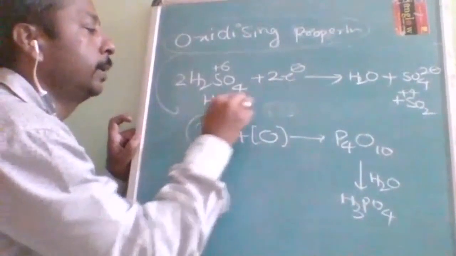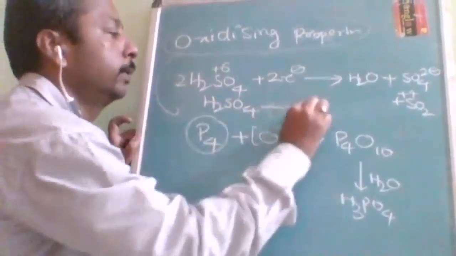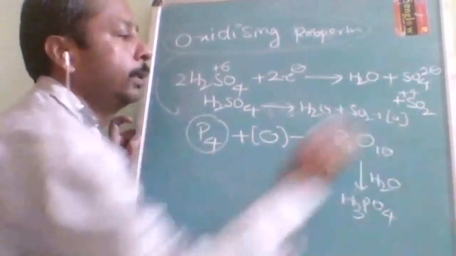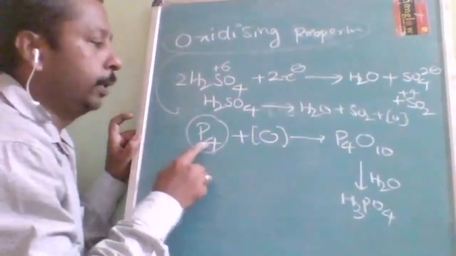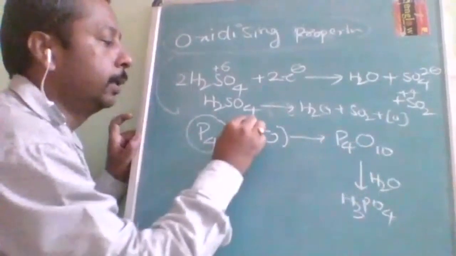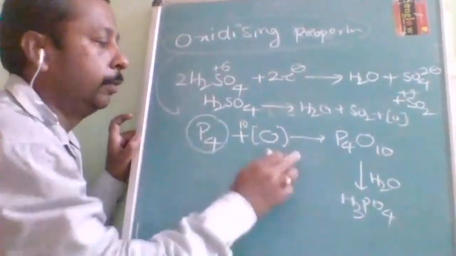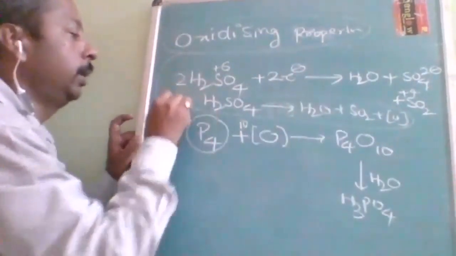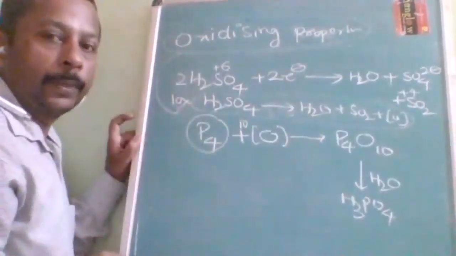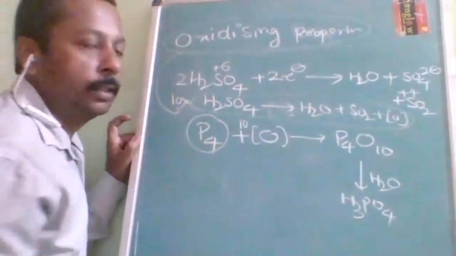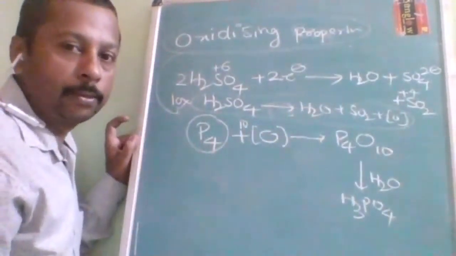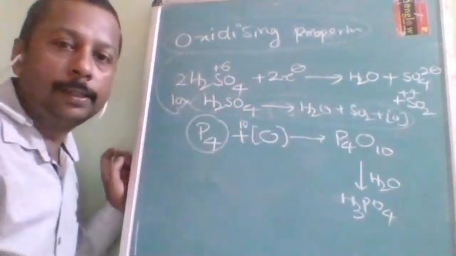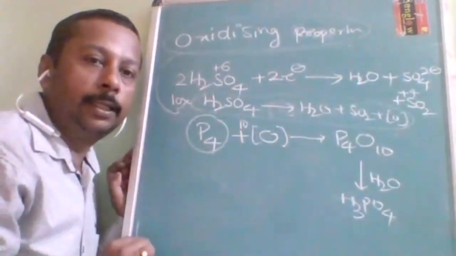What is the sulfuric acid reaction? H2SO4 gives H2O plus SO2 plus nascent oxygen. Now here 10 oxygens are there, and 4 phosphorus are there. Just multiply this equation by 10 and add, then you will get the final equation. Is it understood? So if you know these two equations, all oxidizing properties can be written easily.